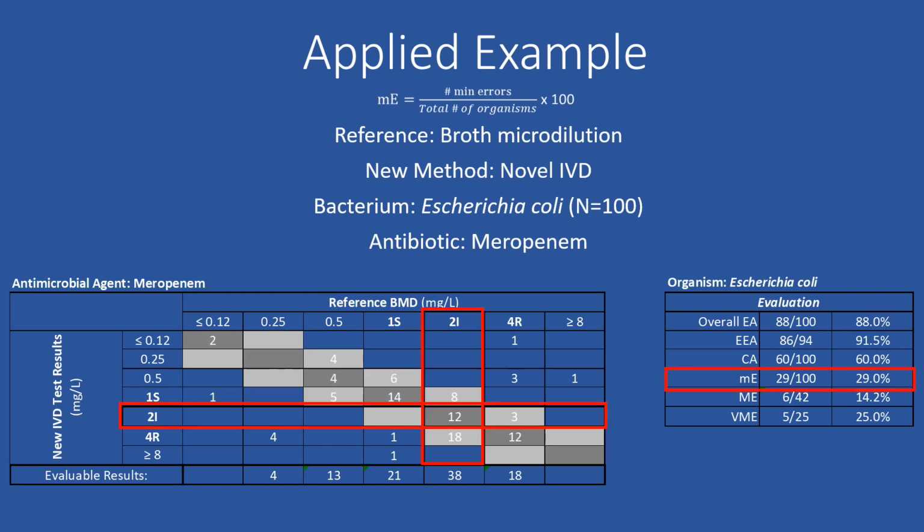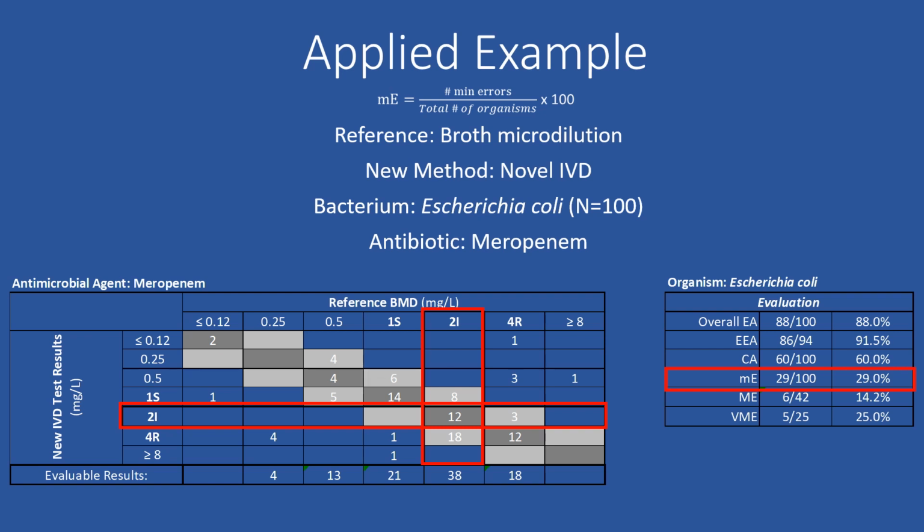Within the categorical agreement umbrella, there are 3 primary values of importance when FDA looks at the performance of a device. These are minor errors, major errors, and very major errors. Minor errors are when the reference and test methods differ by one category. Let's say a reference was determined to be an intermediate MIC. A minor error would be when the test method is then either susceptible or it's reporting as resistant.